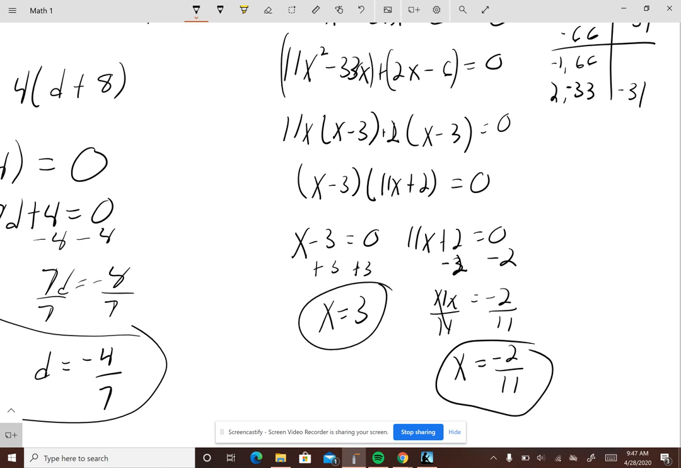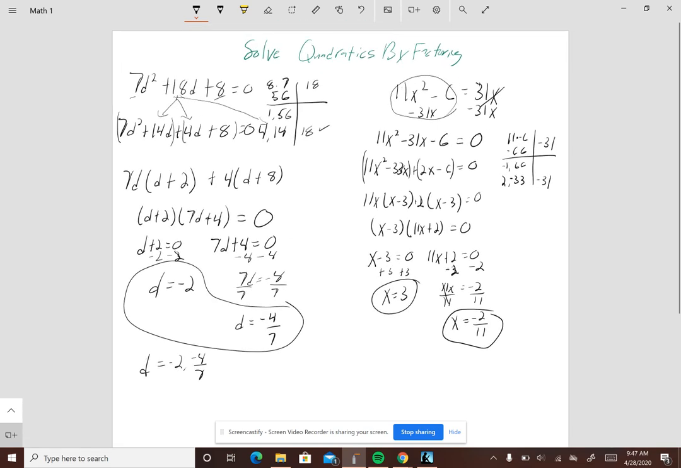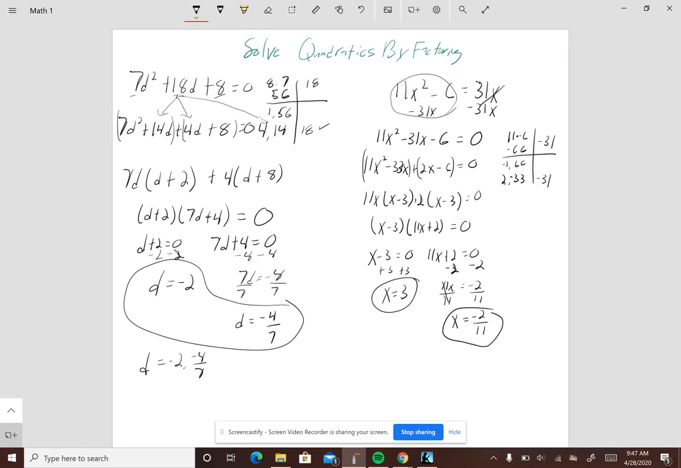Okay, so here's just two examples of how to solve these. If you need more, let me know. But I think you guys got this.